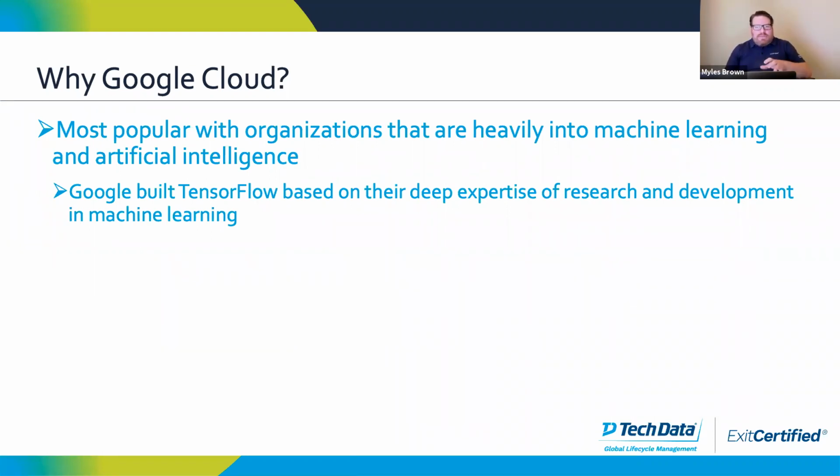Google, they do a lot of innovation in machine learning, right? And they built TensorFlow. And so you can use TensorFlow in Azure or AWS. They all have machine learning capabilities, of course. But Google Cloud seems to do the best job of it.